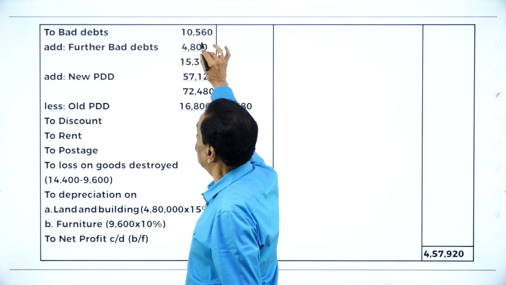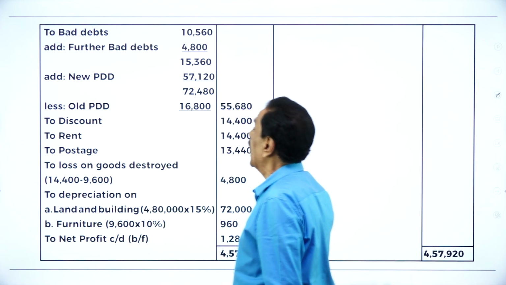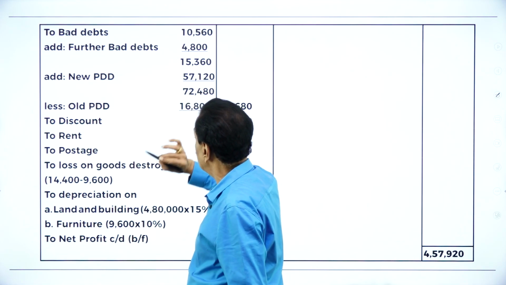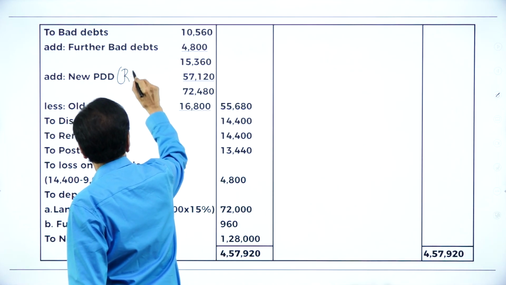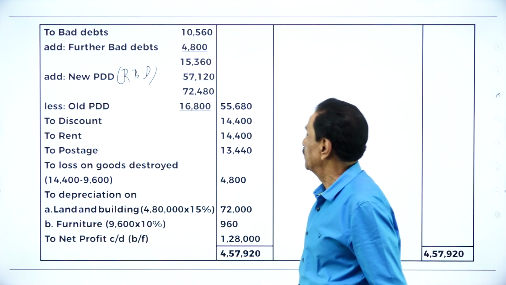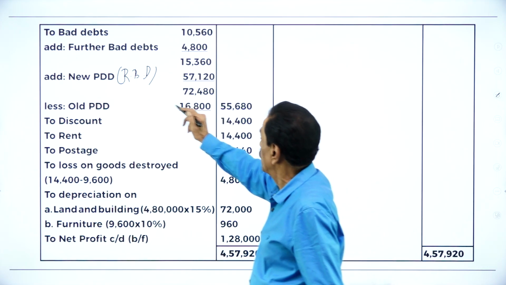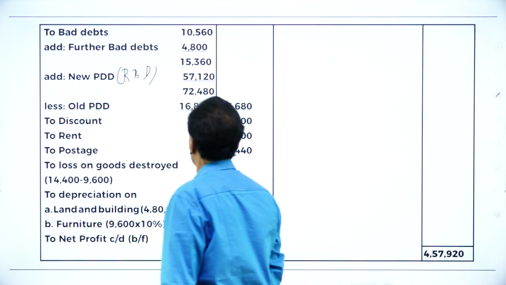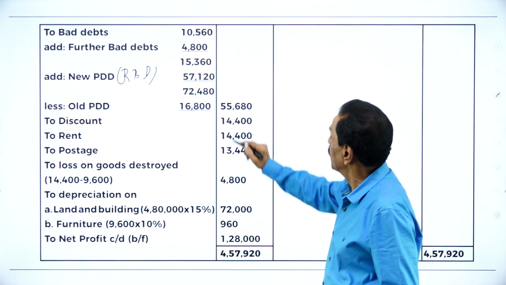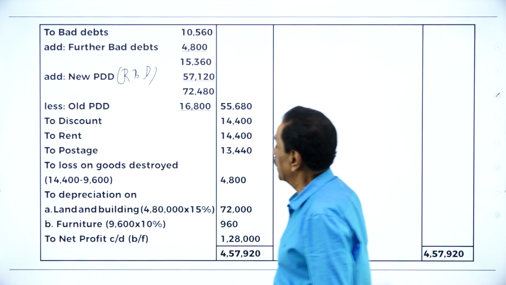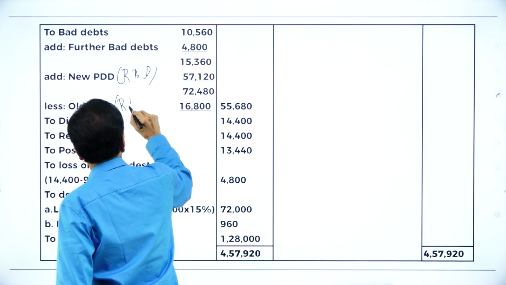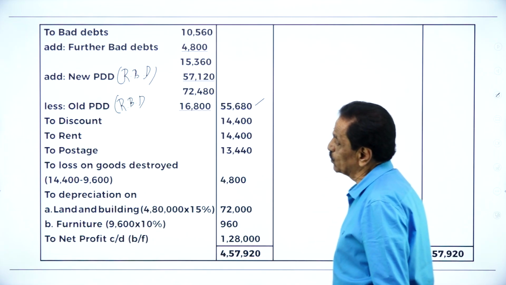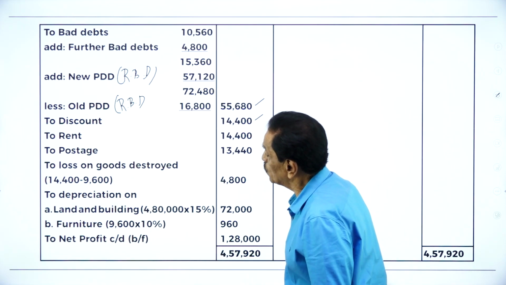Bad debt as per the problem is 10,560. Add further bad debt from the adjustment 4,800. Add new RBD. 57,120. Then it becomes 72,000. So 10,560, 5,015. So 57,120. So it becomes 72,400 minus old RBD 16,800. It becomes 55,060. Discount allowed 14,400.